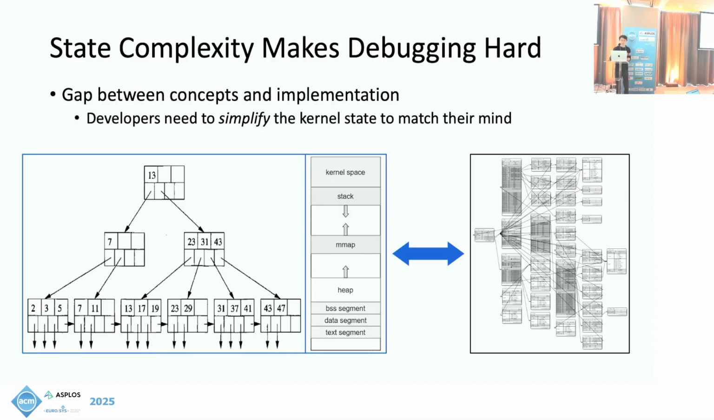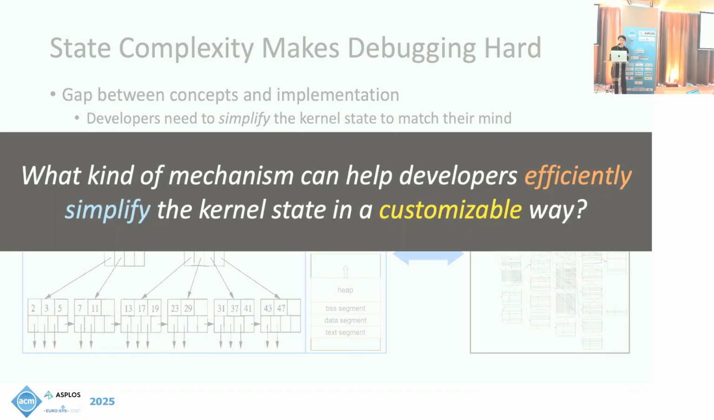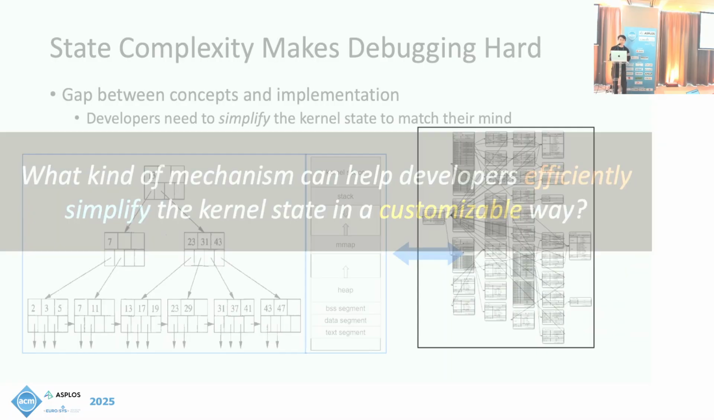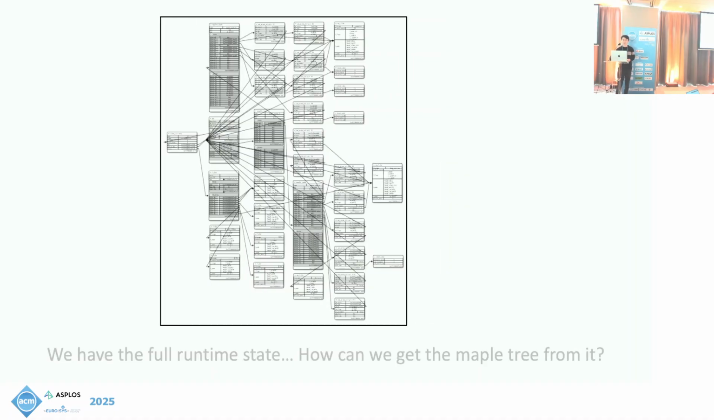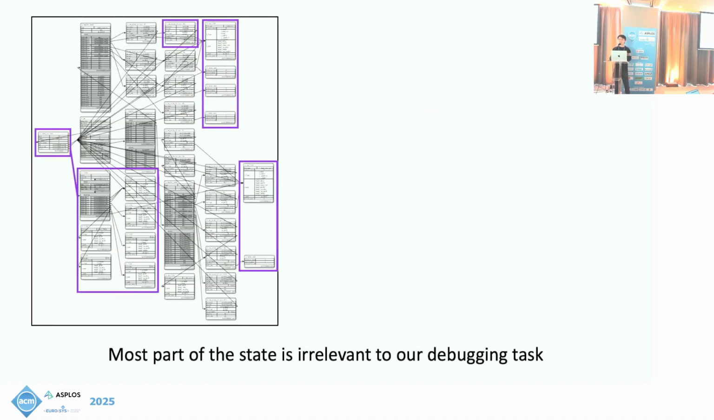So the question will be: is there a mechanism that can help us efficiently simplify the kernel state in a customizable way? I'm standing up here, so of course the answer is yes, right? Let's start from the full runtime state of the Linux kernel. How can we simplify it to get what we want? First, we can find that most of the kernel state is irrelevant to our task. So we don't need it, right?